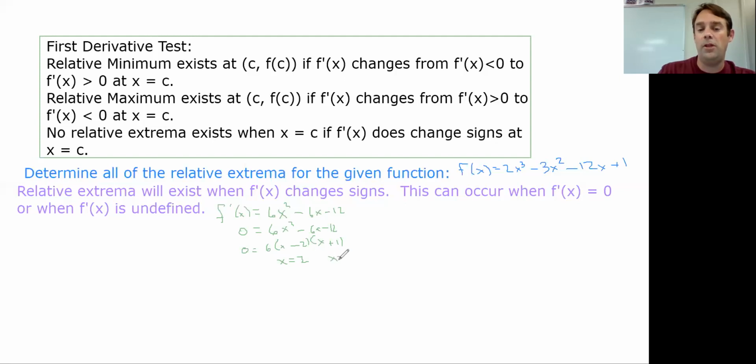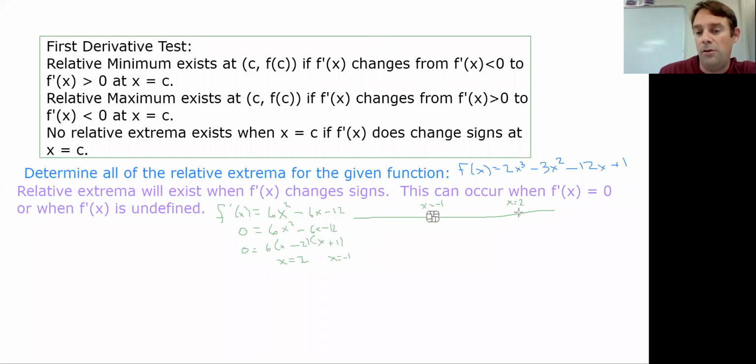Now, friends, that doesn't mean that those are always going to be where relative extrema are located. It just means that's where they can be located. I have to test it in my first derivative. So I know that my relative extrema could be at -1 and could be at 2. I'm thinking of this like a number line, with -1 and 2.